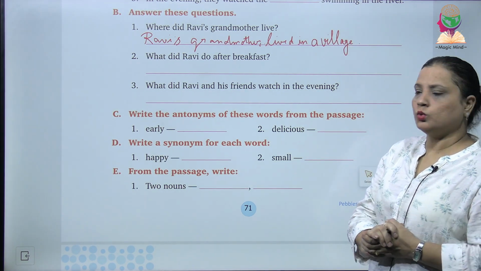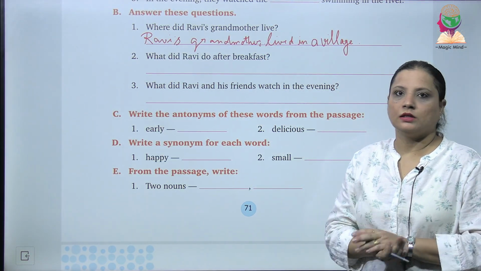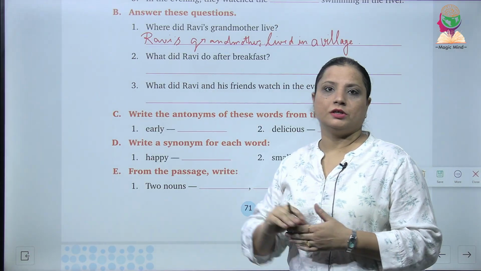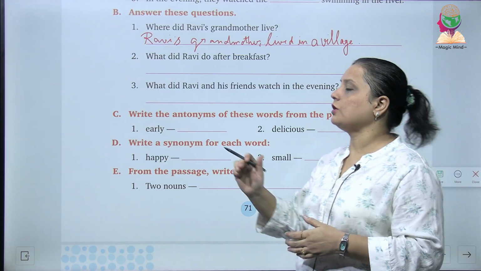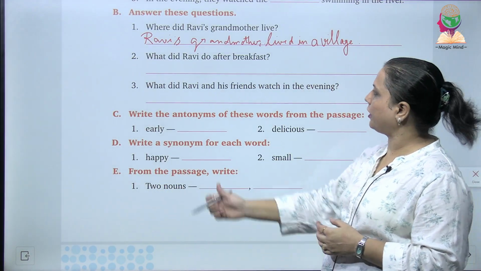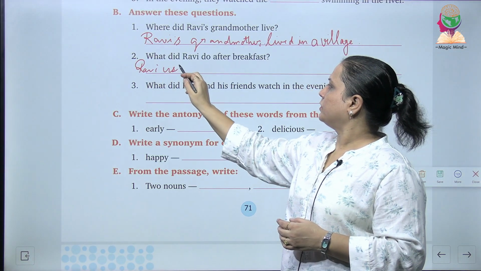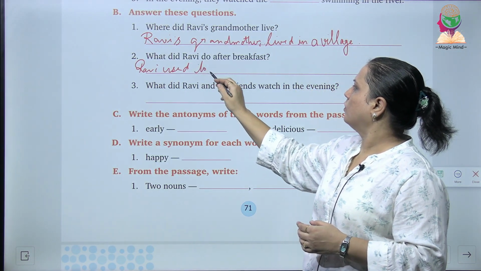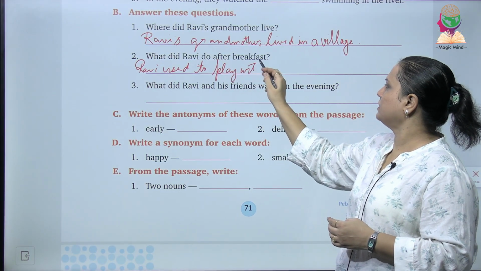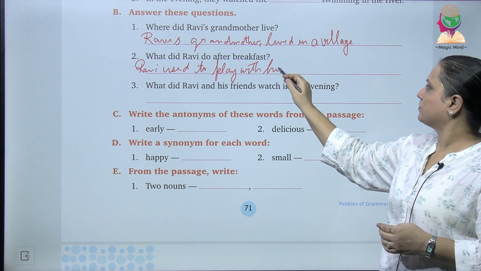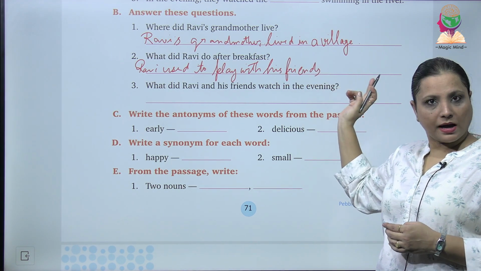Then number 2, what did Ravi do after breakfast? Ravi क्या करता था breakfast के बाद? So what did he used to do? He used to play under the banyan tree or near the big banyan tree with his friends. So we will write here, Ravi used to play with his friends near the banyan tree.